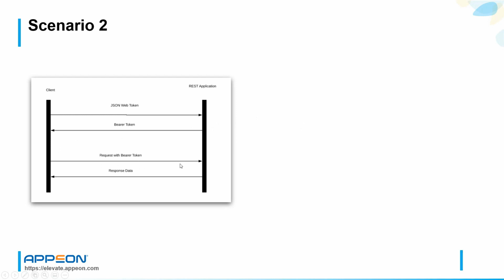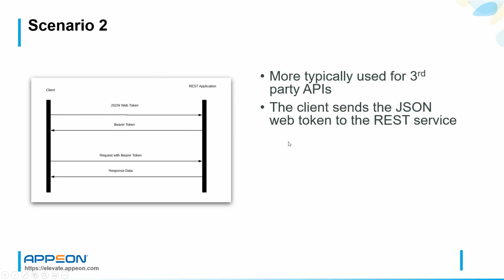You send the bearer token on your subsequent requests, and then if the bearer token is valid, you get your data back. The only difference really here is that in the first scenario, the JSON Web Token request that was put together was being done within the REST application. Here it's being done on the client and sent to the REST application. So this is more typically used for third-party APIs.